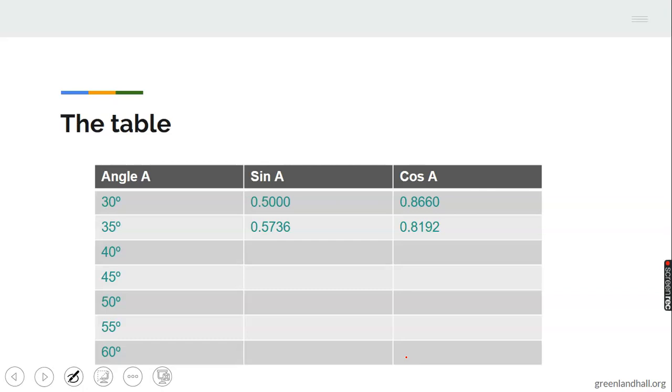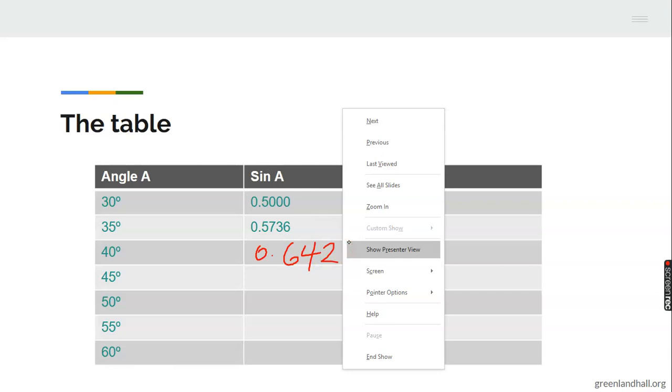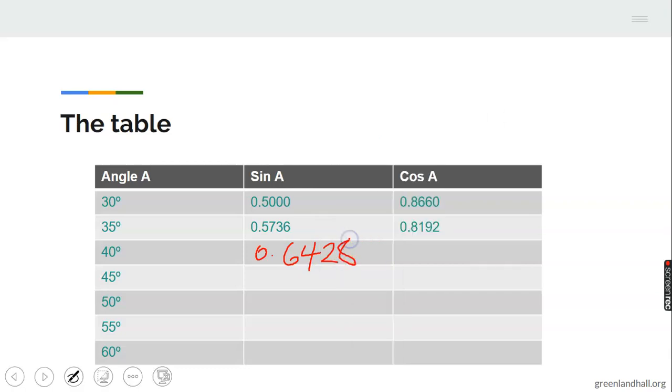What is sine 40? What is cos 40? Okay, I think sine 40 should be, let me just fill one for you, 0.6428. This is because we are taking it to 4 significant figures. That means 4 numbers. Okay.